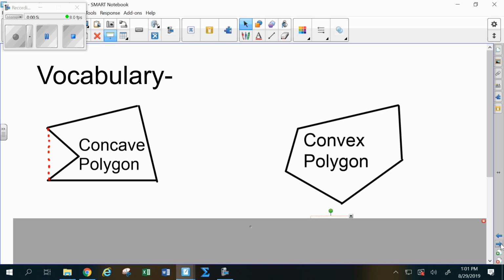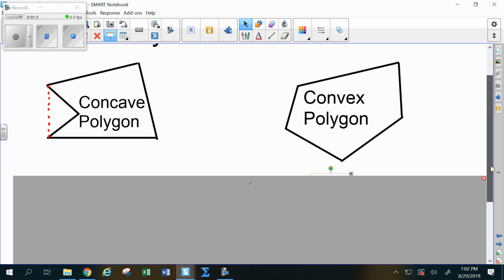Convex does not. Technical definition, if it is convex, every bit of every single possible diagonal is totally inside the polygon. If it is concave, there is at least one diagonal, a line from one vertex to some non-adjacent vertex, that is either entirely outside or at least partway outside the polygon.